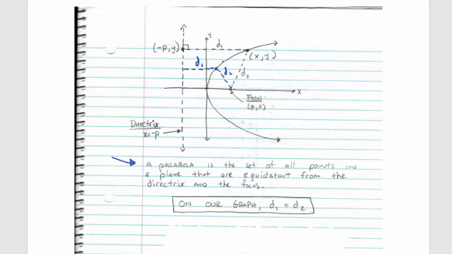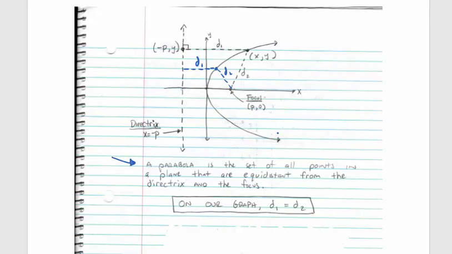Notice they've both gotten a little bit smaller, but the distances are still equal here. And so all of these points on here are going to be equidistant from the focus and the directrix, and all of those points then give us this parabola. So this is another way to think about a parabola.